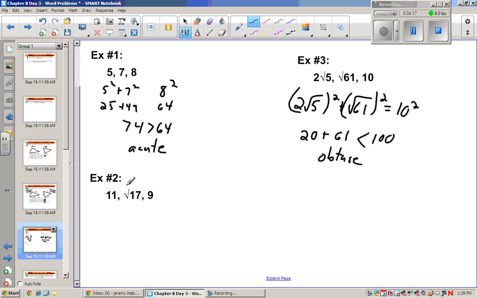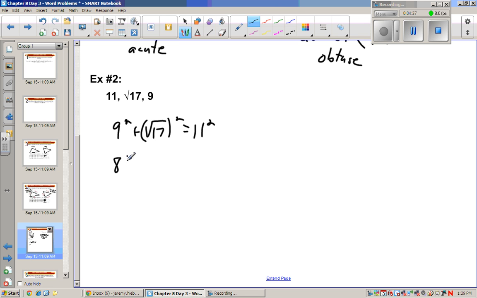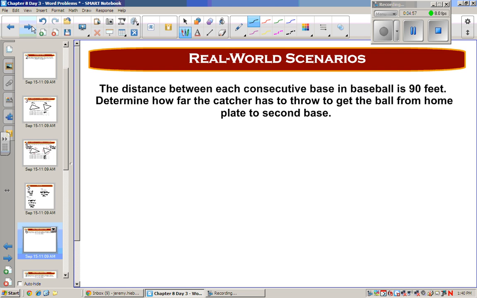Now, our last one. 11 is bigger than 9, and the square root of 17 is a much smaller number. So this is going to be our C. So we'll do 9 squared plus root 17 squared is equal to 11 squared. That's going to be 81 plus 17 equal 121. And so that will be 98, and that's much less than 121. Since that C side is way too big, this would be an obtuse triangle. All right, hopefully that starts to make sense for you.